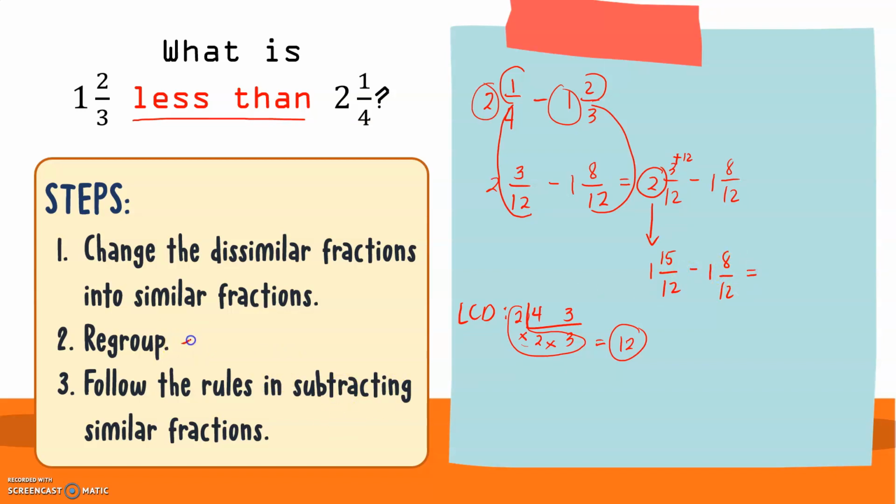Okay, now after regrouping, we can now subtract them. 15 minus 8 is equal to 7. Then we copy 12. 1 minus 1 is equal to 0. And there's no need for us to write 0 here. Therefore, the difference is 7 twelfths.